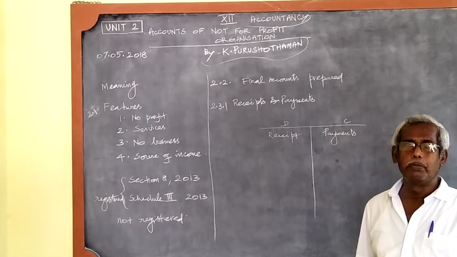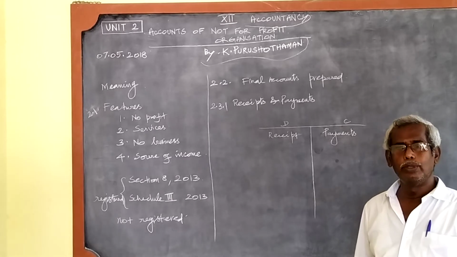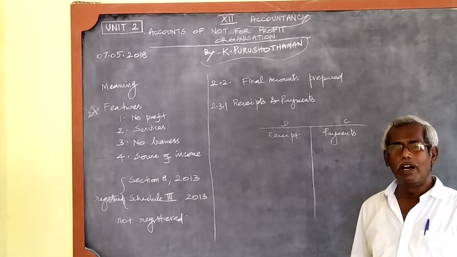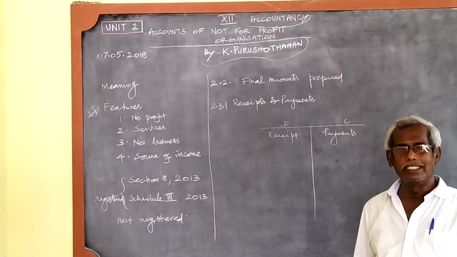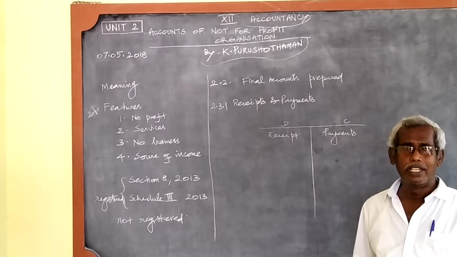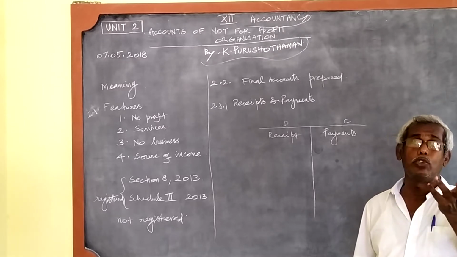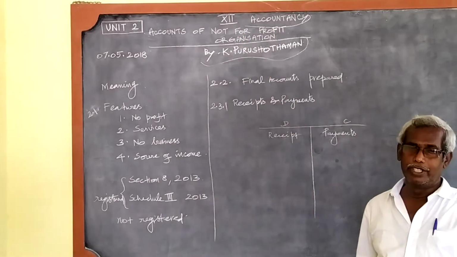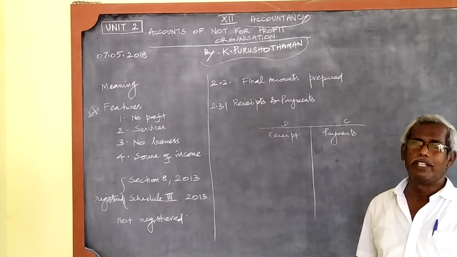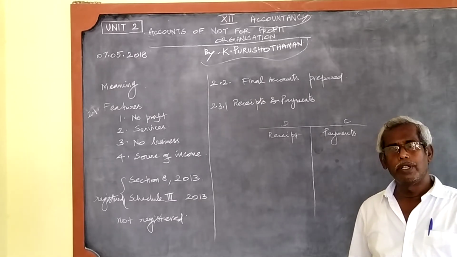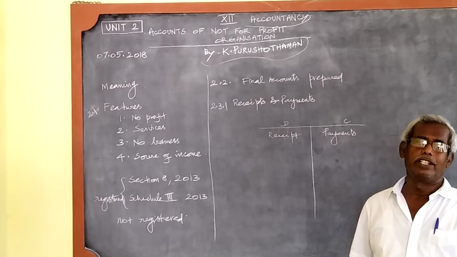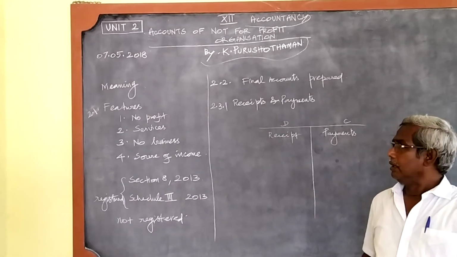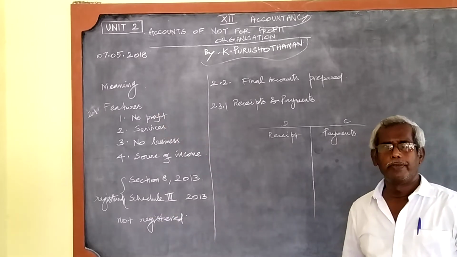And in those types of organizations, how are the accounts prepared? How the accounts are prepared, we are going to see. So, the organizations which are run not for earning profit, but with the aim of giving service to the public, are called not-for-profit organizations. And in those types of organizations, what are the types of accounts to be prepared, etc., we are going to see now.